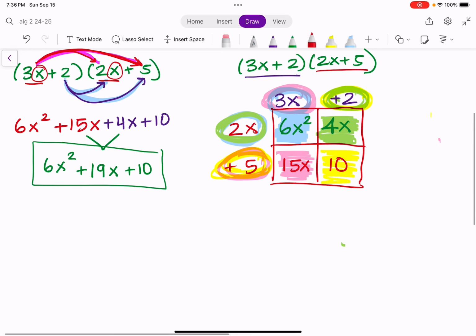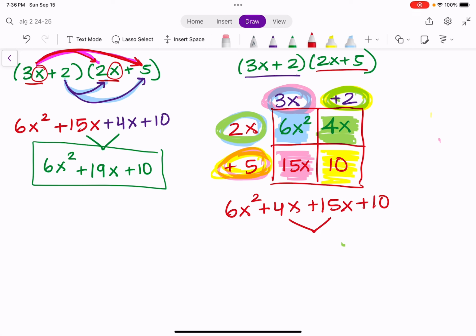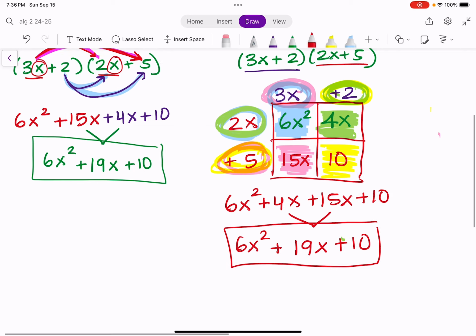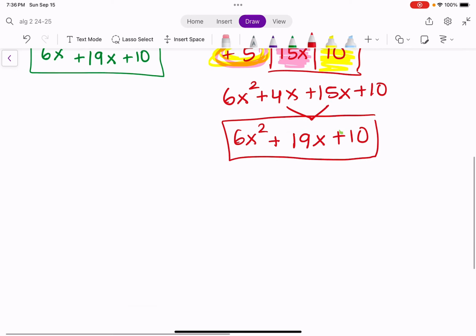At this point, I like to write everything next to each other. So I have 6x squared, a positive 4x, positive 15x, and a positive 10. That's why everything's plus. Again, you combine like terms and you get your final answer, 6x squared plus 19x plus 10. As you can see, you get the same answer, so you can do whatever method works best for you, okay? We're going to try a different question now.